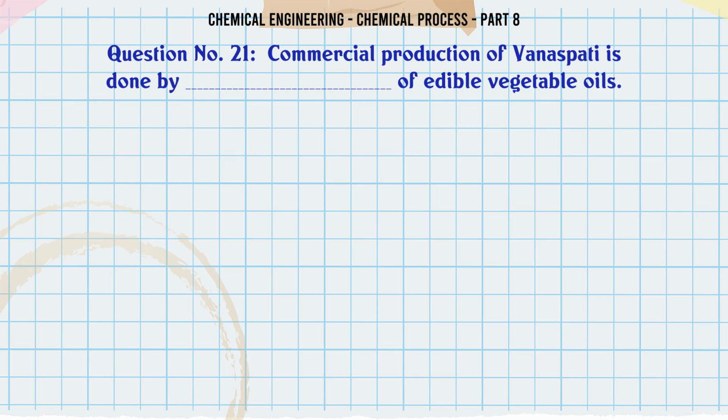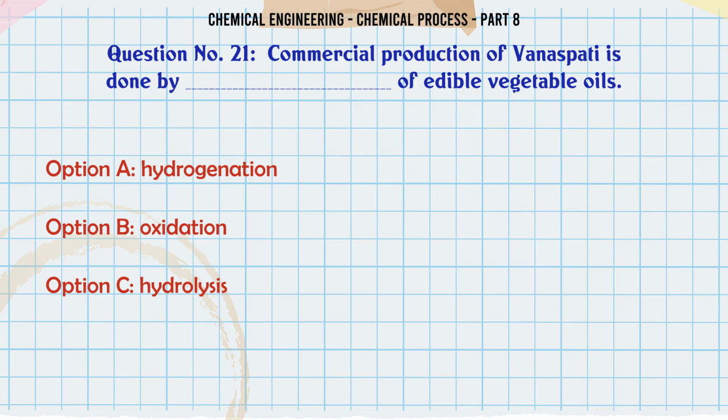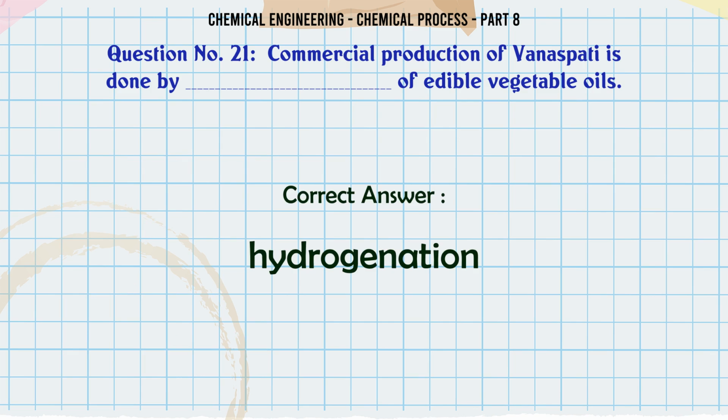Commercial production of Vanaspati is done by of edible vegetable oils. A. Hydrogenation. B. Oxidation. C. Hydrolysis. D. Hydrocracking. The correct answer is hydrogenation.